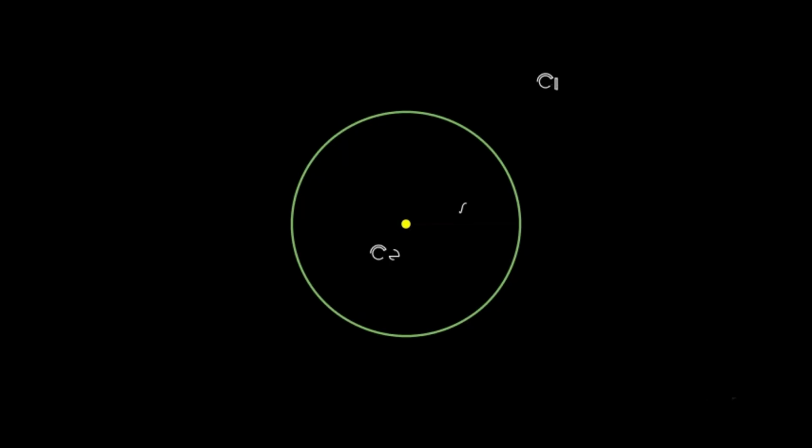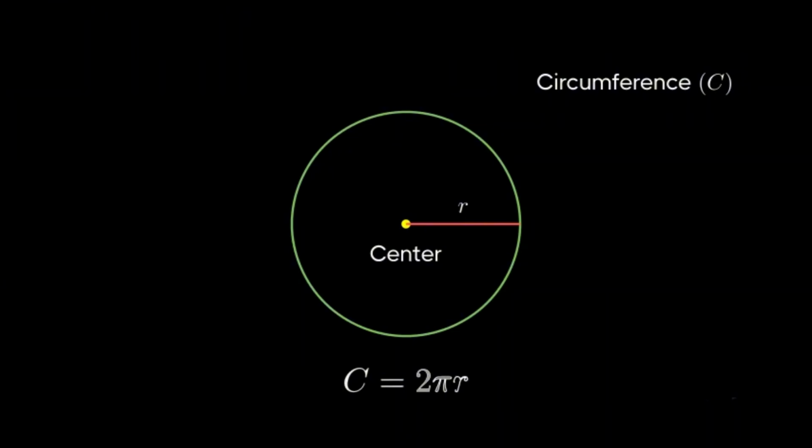Throughout history, mathematicians noticed something remarkable when comparing the circumference of a circle to its diameter. For any circle, no matter its size, when you divide the circumference by the diameter, you always get the same number. This special number is approximately 3.14159, and we call it pi. This discovery gives us the formula for the circumference of any circle, c equals 2 pi r.